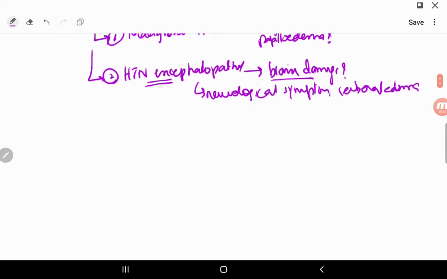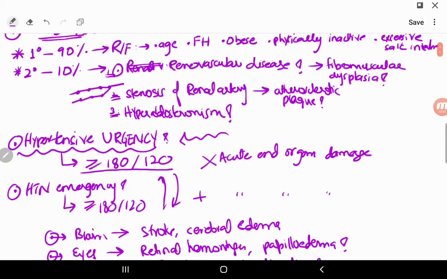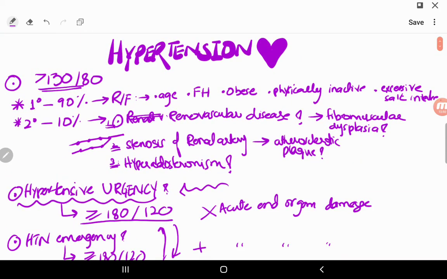Okay, so if we are to create a flow chart, we have hypertension at 130/80, right? Hypertensive urgency and emergency both have more than or equal to 180/120, right? And similarly, even malignant hypertension and hypertensive encephalopathy also have very high blood pressure.